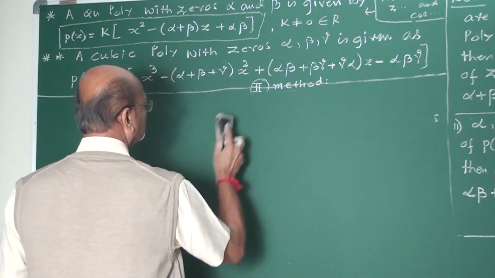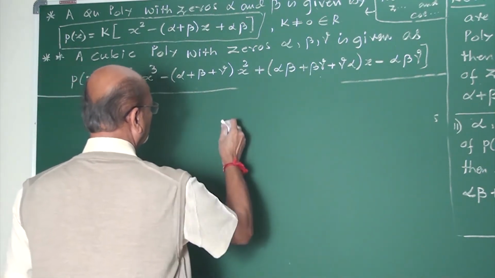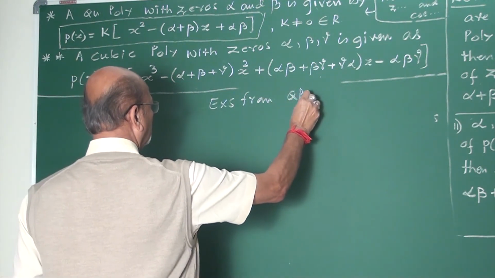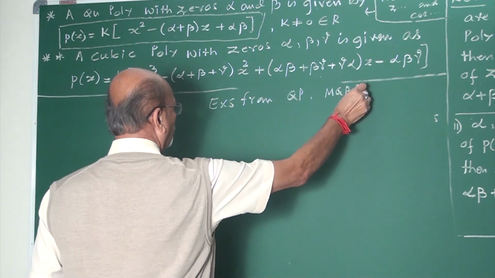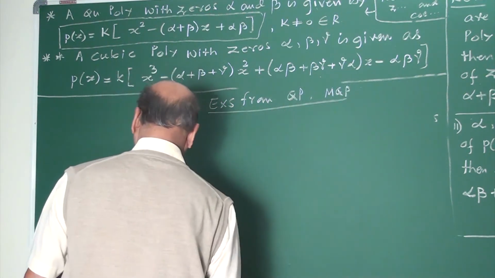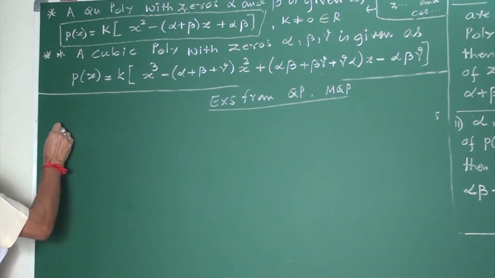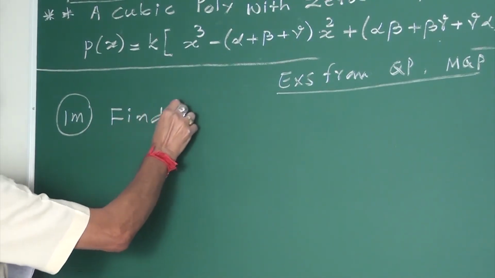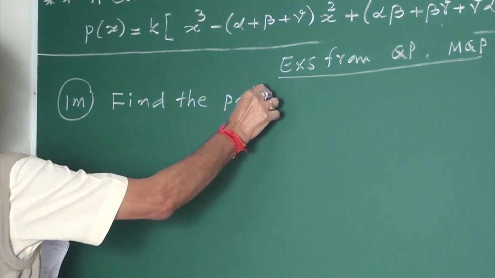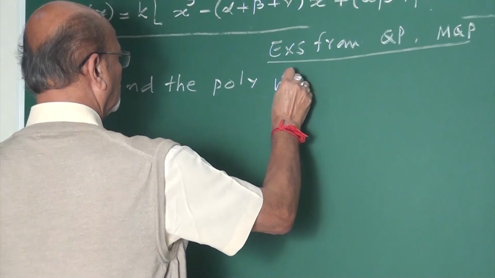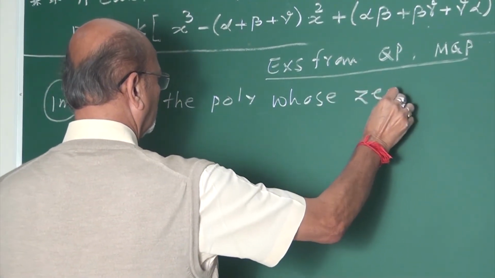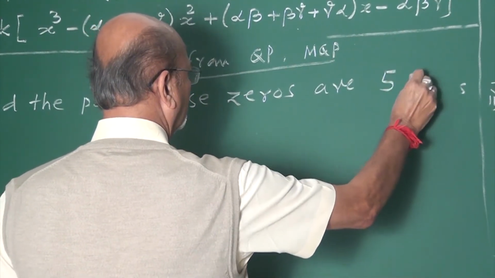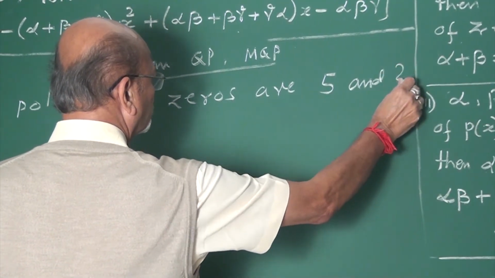Yes, my friends. These are examples from the question papers and model question papers. I will mention the marks allotted. First is a one mark question. Find the polynomial whose zeros are 5 and 3.